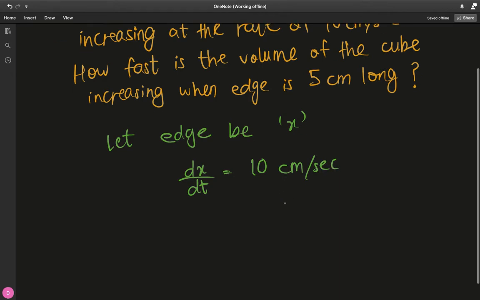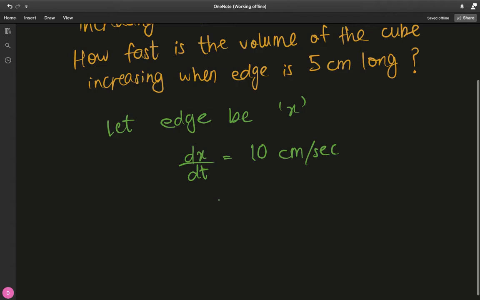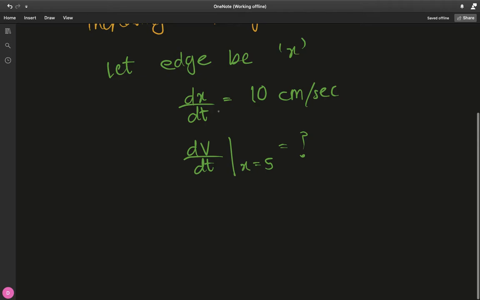Okay, that's given. But what do we need to find? They're telling us find the volume of the cube. So let's call the volume v. They're telling us to find the rate of change of volume. How fast is the volume changing, or rate of change of volume, but not generally, when edge is 5. So when x equals 5.